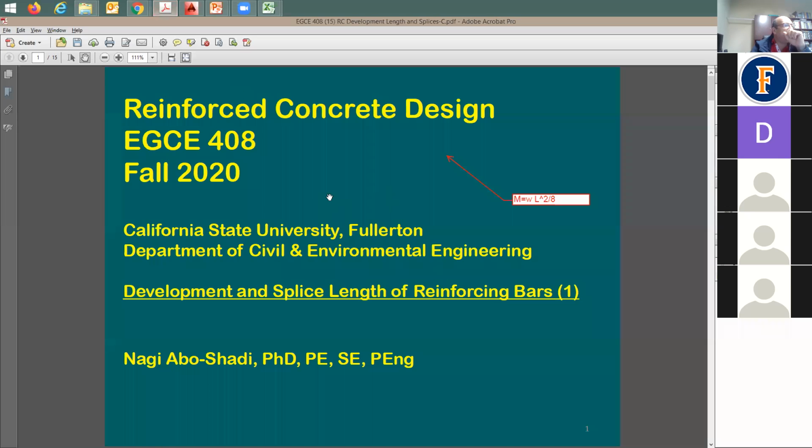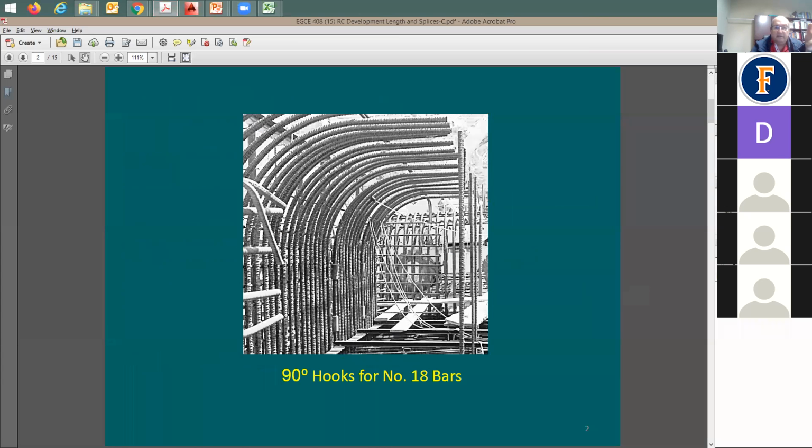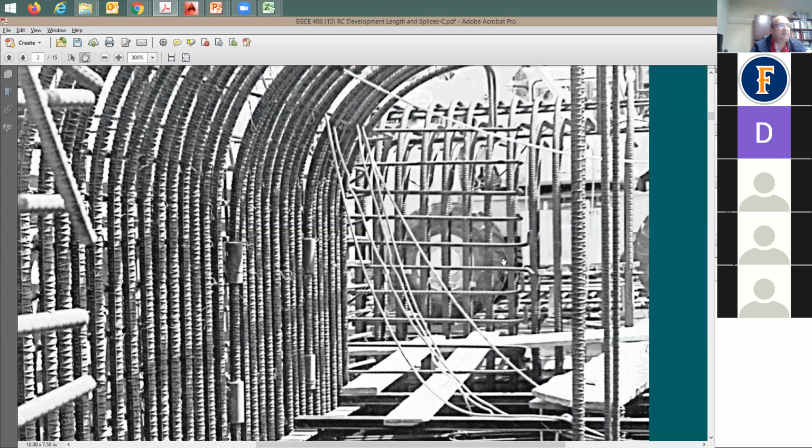I'm going to go back here now to this slide set. This is going to be the term for slide number 2. I'm going to be adding all these pictures before it. And look at this. Here's a 90-degree standard hook. When you have a number 18 bar, you see how big? This is going to be a truck, a loader, looks like maybe a crane. Look how big this is. I guess if I'm standing, maybe I'm going to be like this here.